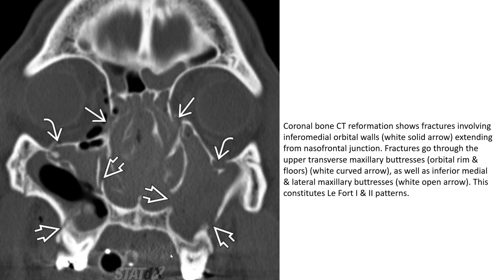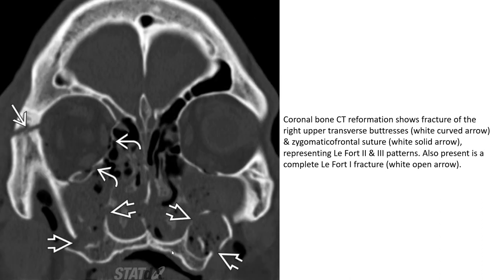This is a bone CT reformation. The fracture involves the inferior medial orbital bone. The white slit arrow indicates diastasis from the nasofrontal junction. The fracture goes through the upper transverse maxillary buttress, orbital rim, and bone, white curved arrow indicated, as well as the inferior medial and lateral maxillary buttress. White open arrow indicates these continue to constitute the level 1 and 2 pattern.